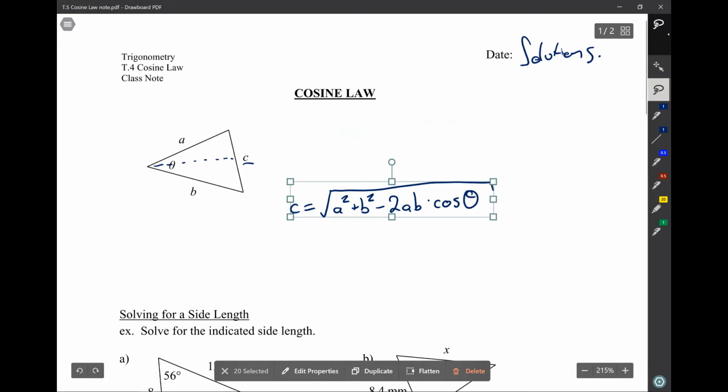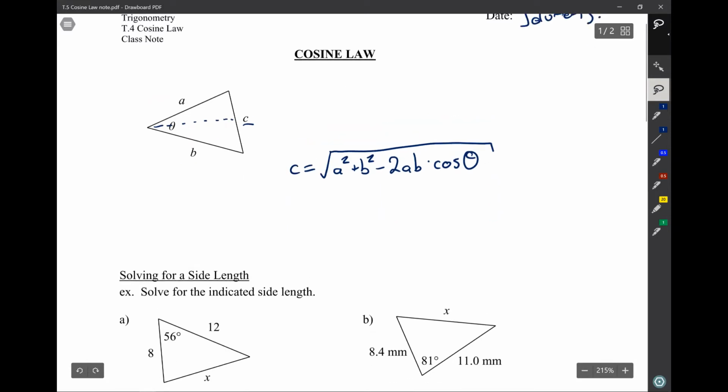So let's try. I'm just going to move that down, and I will write here, so you can remember, always label C opposite to the angle.